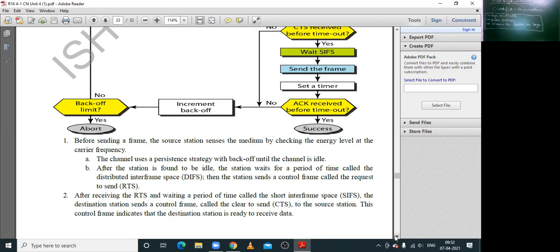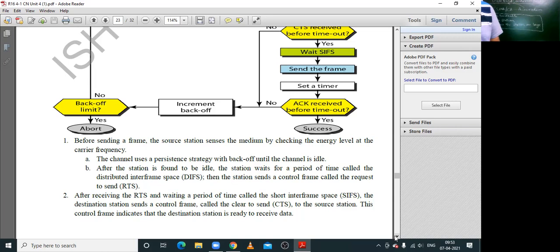So one of the stations will be sending, and all the remaining stations will be in a waiting mode. Then after the channel is free, there will be the concept of sending the frames. You observe here in the first point, before sending a frame, the source station senses the medium by checking the energy level at the carrier frequency. The channel uses a persistent strategy with the back-off algorithm until the channel is idle. After the station is found to be idle, the station waits for a period of time called the distributed interframe space. Then the station sends a control frame called the request to send.